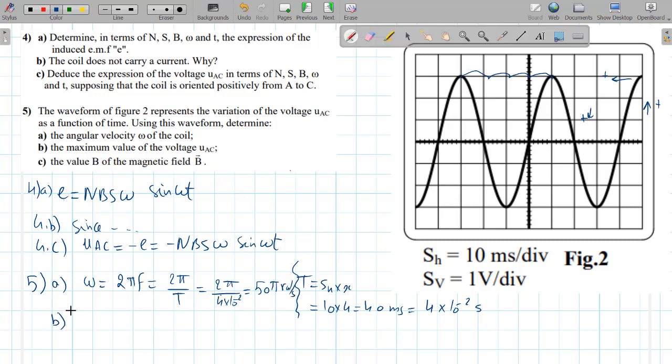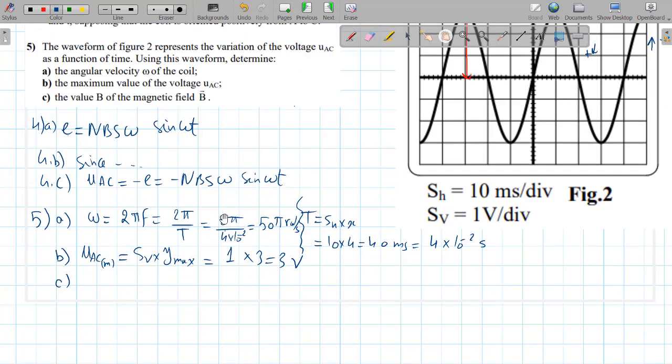5b, the maximum value of the voltage UAC. Maximum value as an UAC max equals SV times Y max. And also Y max is here equals to number of division equal to 3 divisions times SV. So equal to what? Equal to 1 volt times 3, which is equal to 3 volt. This is UAC max. Part C, and the important one, the value B of the magnetic field B.